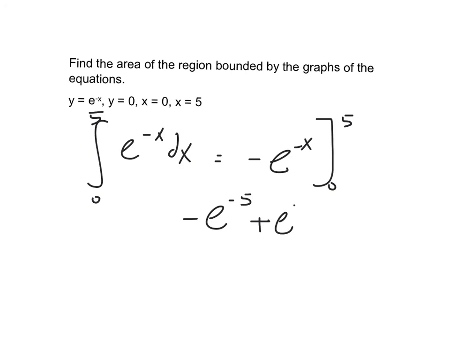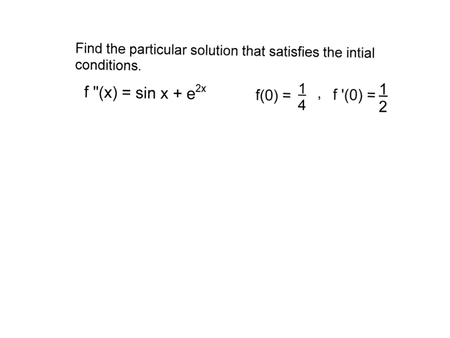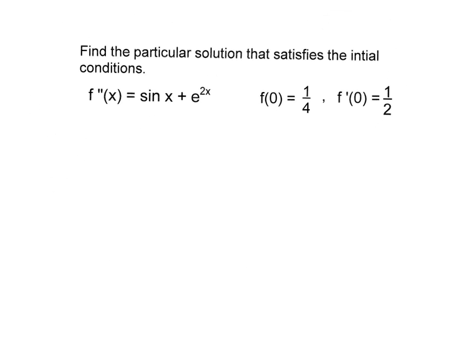Between 0 and 5, plug in negative e to the negative 5 minus, which turns into plus because it's a negative, e to the 0, which is really like negative e to the negative 5 plus 1, because anything to the 0 is 1, but anyway, 0.993. All right, last question. I'll get you out of here real fast.